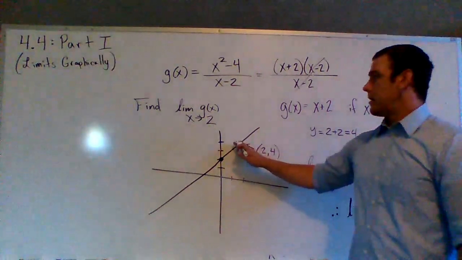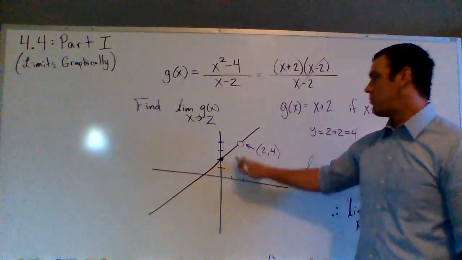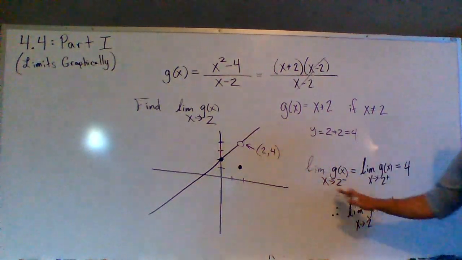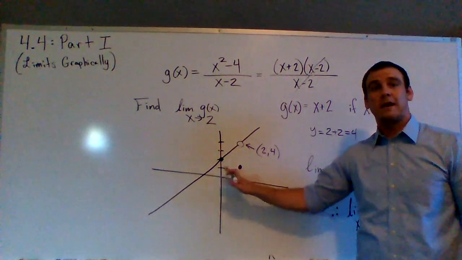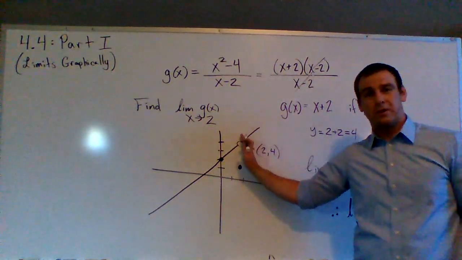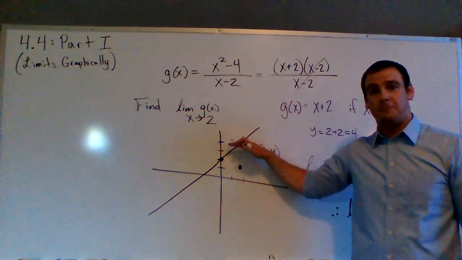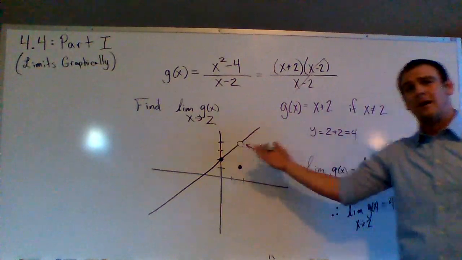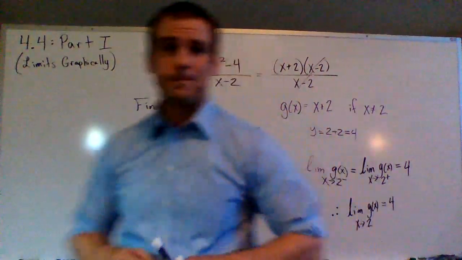Okay? Now let's say there's another point here. My limit is still going to be 4. I don't care that we got a point somewhere else. What I care about is what are we approaching from the left and what are we approaching from the right. As long as those y values are the same, we're getting closer and closer to the same y value, that's all that really matters for limits.